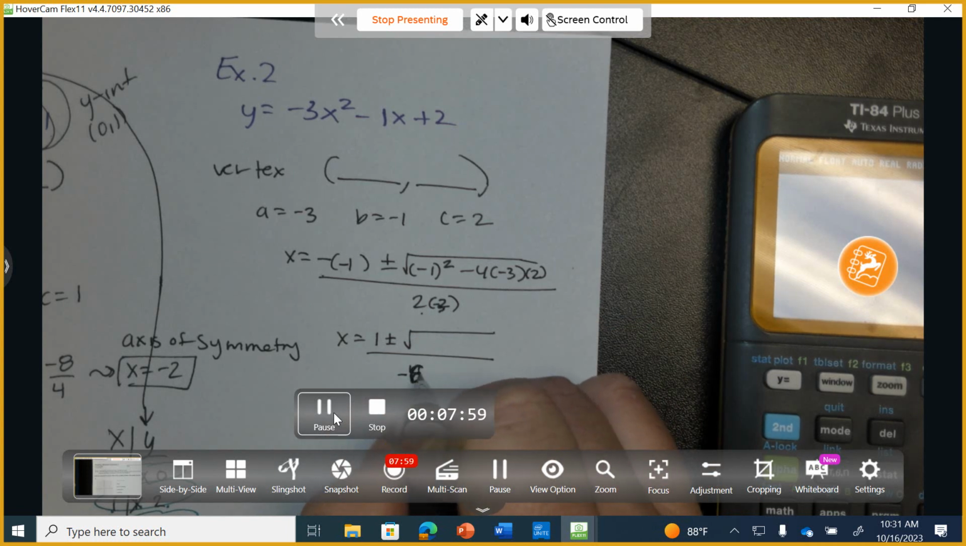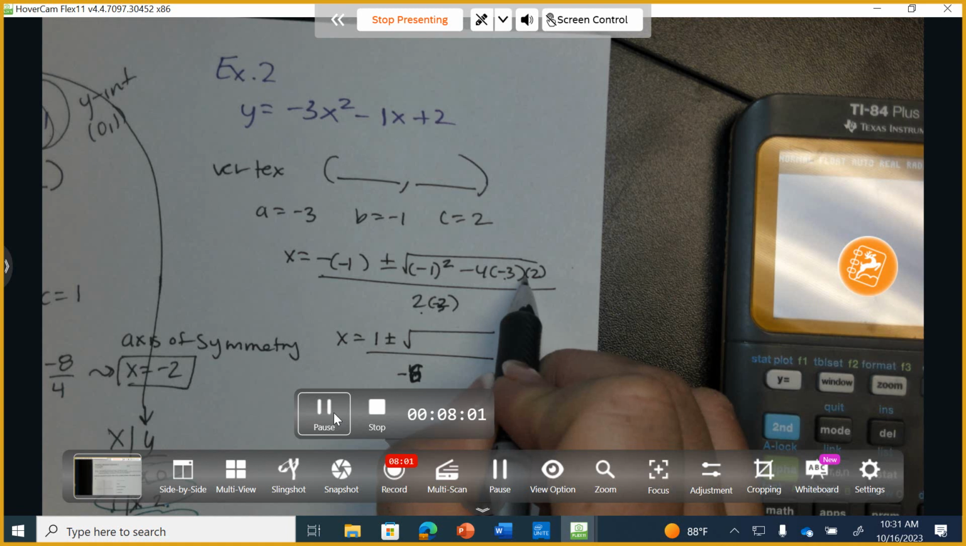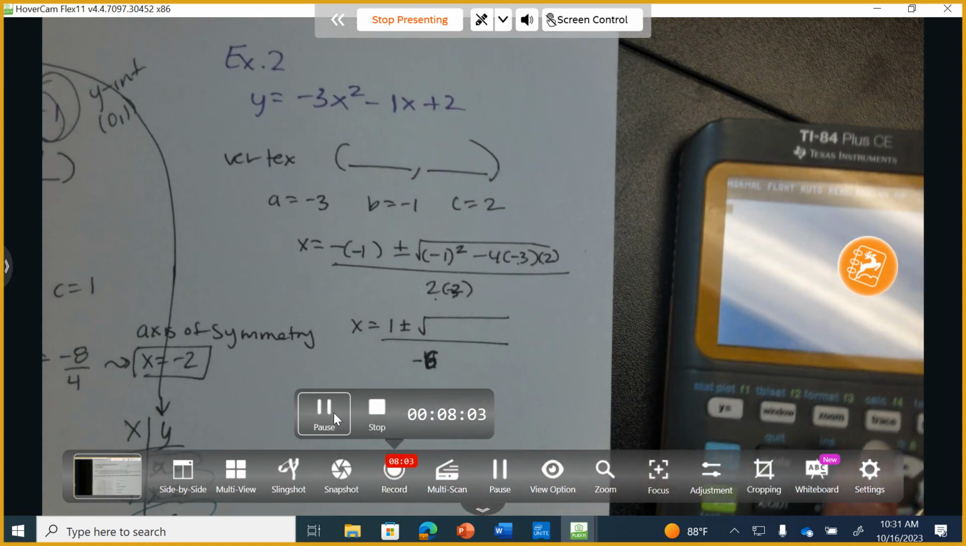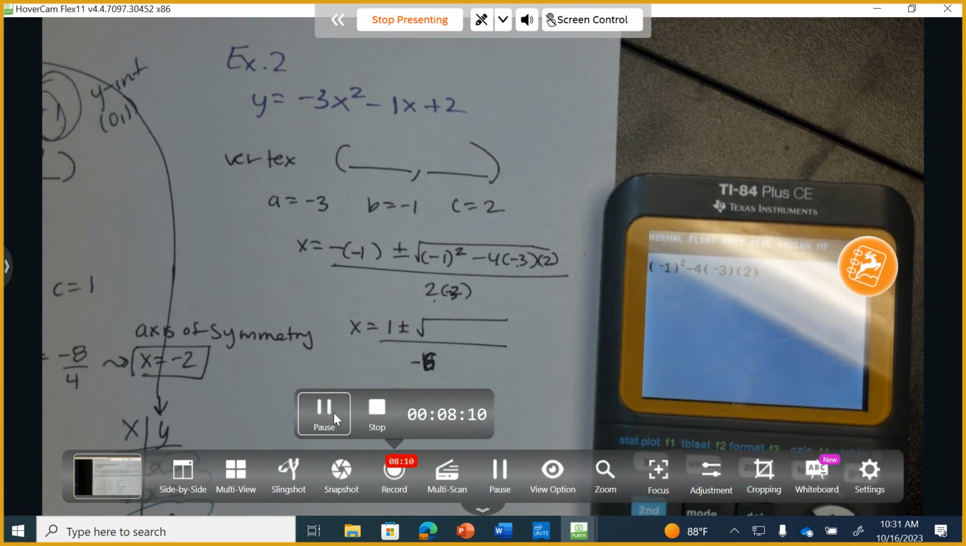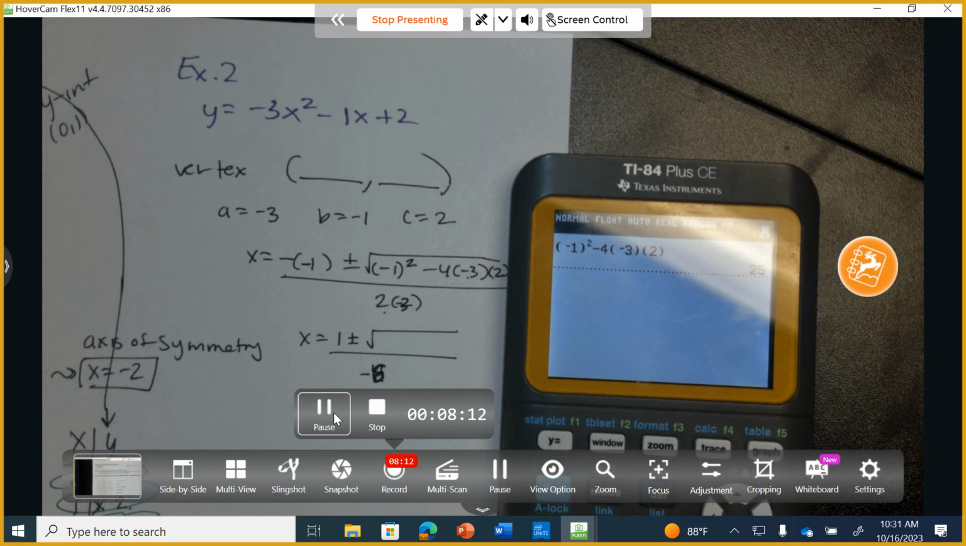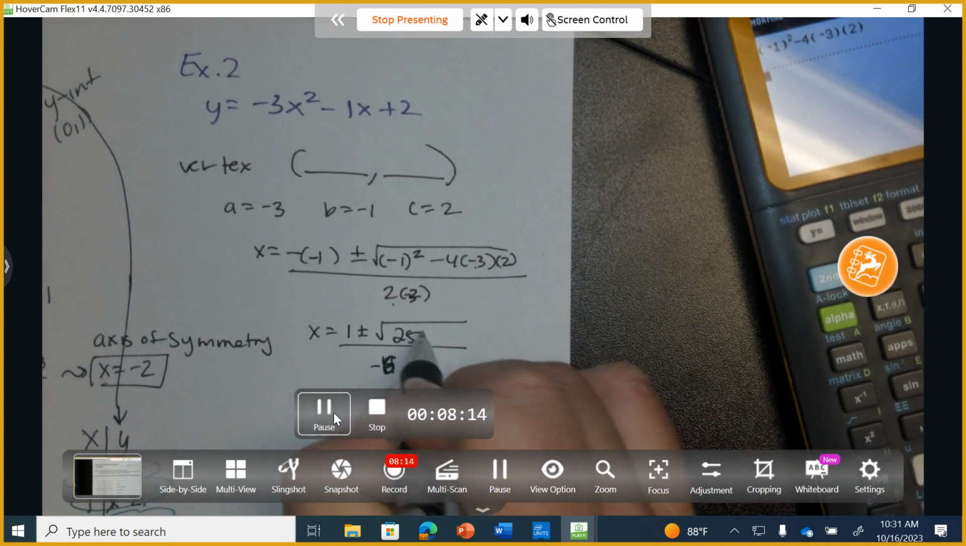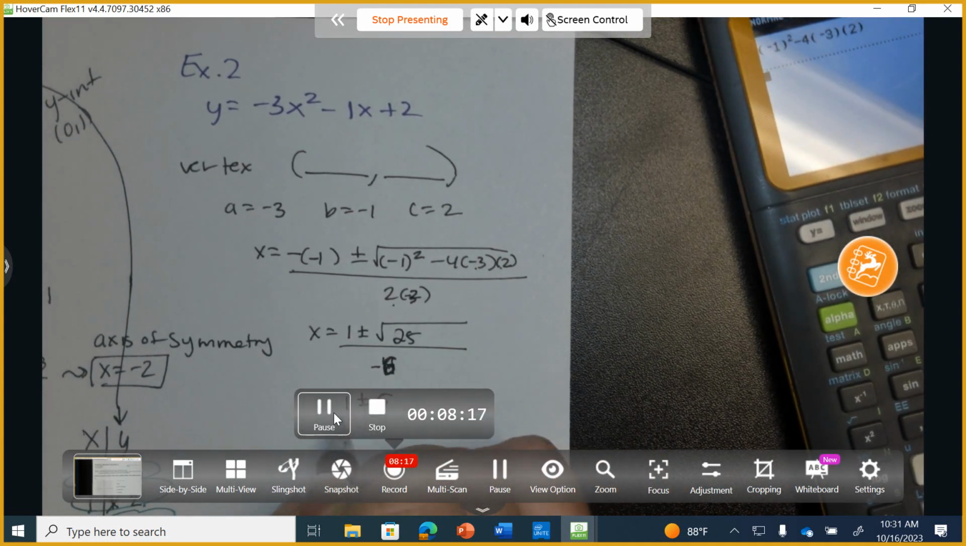Thank you for finding that, Katie. Up top, did I do it right? Yeah. Yep, okay, thank you. So here we go. We have negative 1 squared minus 4 times A times C. And the discriminant, when I evaluate it, is 25. Well, that's nice because the square root of 25 is simply 5.